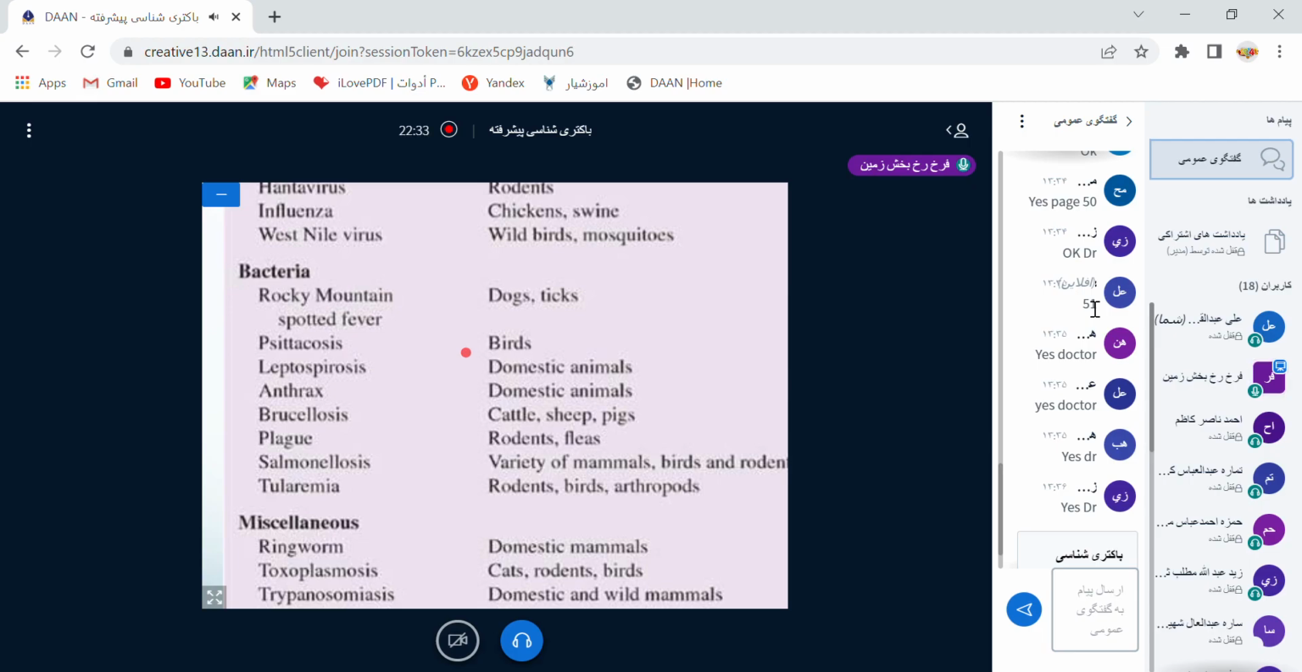Psittacosis by birds. Leptospirosis, domestic animals. Anthrax, whose causative agent is Bacillus anthracis, domestic animals like cows, sheep. Brucellosis, Brucella abortus, is related to cattle, sheep, pigs, and mostly it is present in their milk. Plague, related to rodents and transmitted from rodents to humans by fleas. Fleas, after drinking blood from rodents, come to humans and transfer this disease to humans.